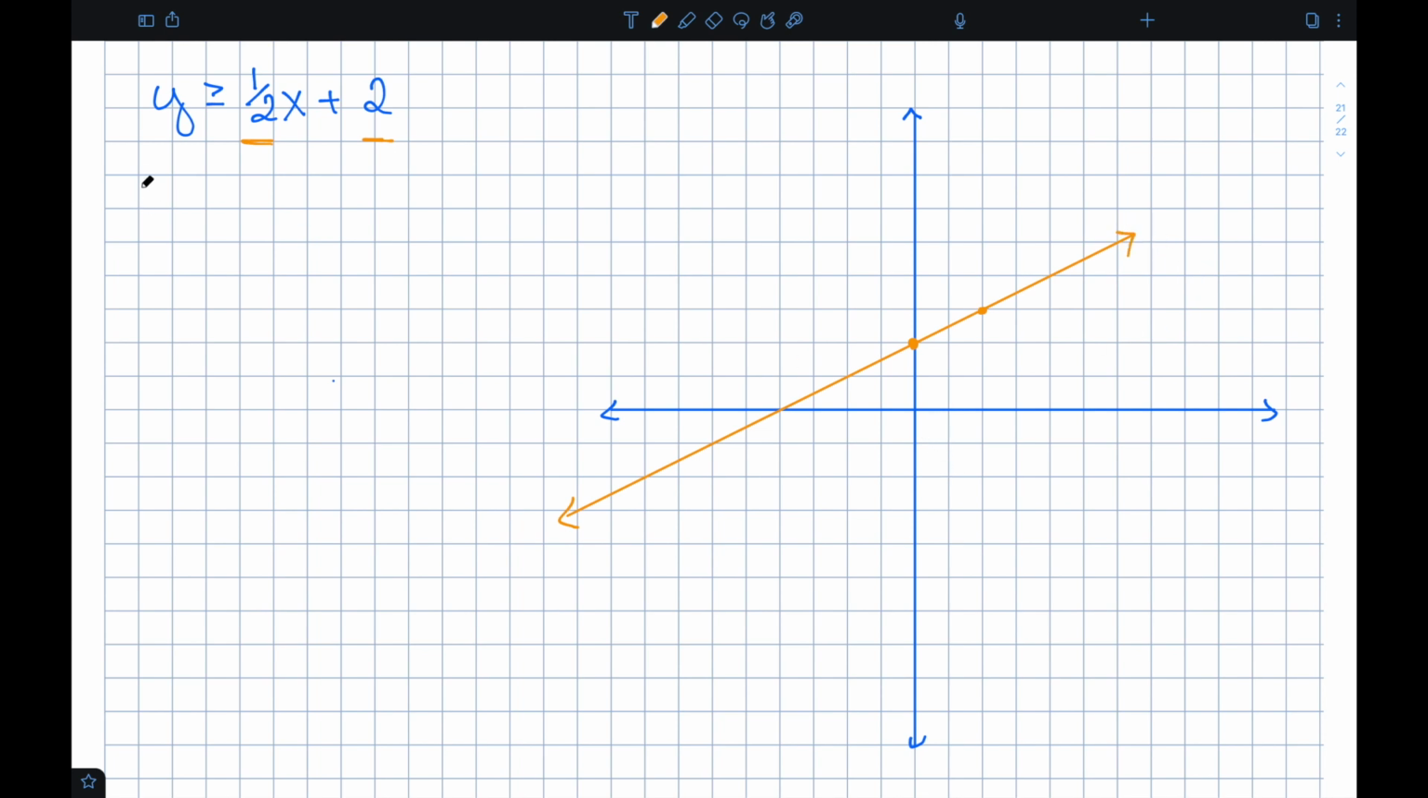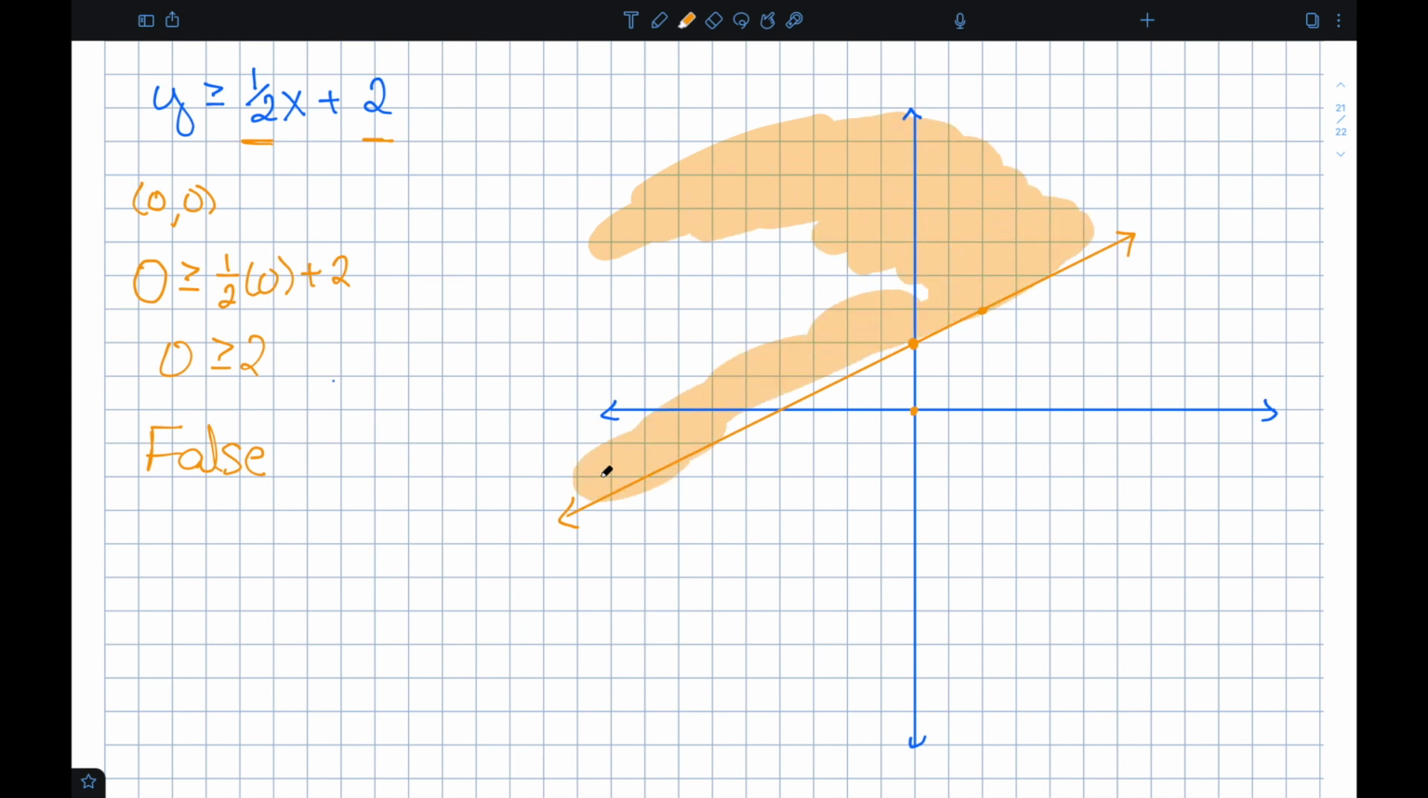We then need to pick any point not on this line, like 0, 0. If I plug that in, it would say 0 is greater than or equal to 1/2 times 0 plus 2, or 0 is greater than or equal to 2. That's false. Since 0, 0 is here, and this is a false statement, I need to shade the other side of this line. So the line and all of the shaded region would be the graph of this inequality.